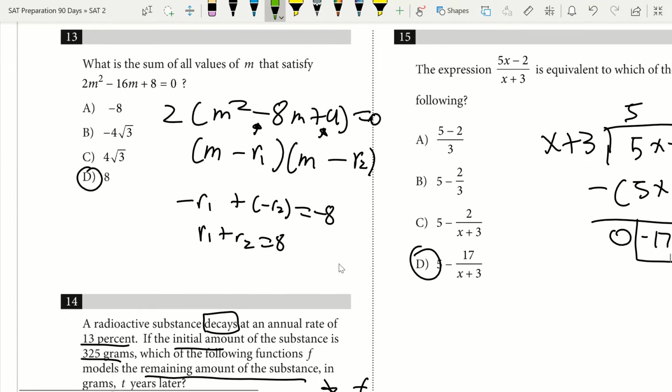All right, number 13. Okay, what's the sum of all values of M? I get rid of my 2 here by factoring it out. At that point, I've got that negative R1 and R2, since that's got to be positive and that's got to be negative. I go ahead and flip my sign since I know they have to equal negative 8, and I see that that's going to equal positive 8. That one's checked as well.